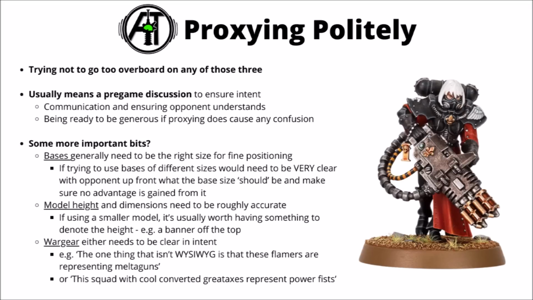I say clear communication is probably the easiest thing for wargear type things, just needing to make sure that you do spell it out, and if things are misunderstood, then being generous. And then for any modelling for advantage type things, for bases, I feel like you'd often want to try and find the right size if possible.